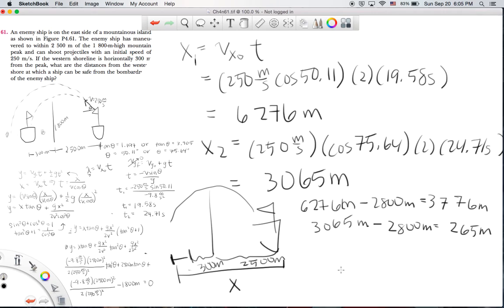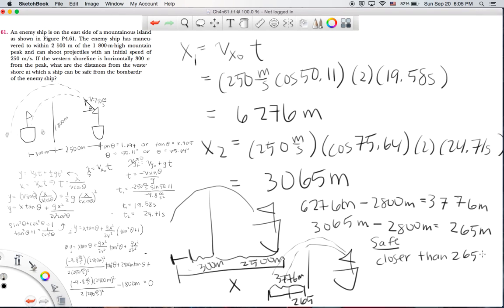So we know that, okay, ship, mountain, there are these two distances. This distance is the 265 meters, and this distance is the 3,776 meters. So we know that you'll be safe if you are closer to the shore than 265 meters, or farther than 3,776 meters from the western shore. And that is number 61.